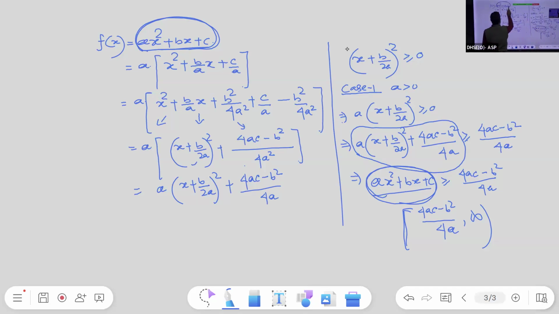So ax square plus bx plus c is equal to a whole into x plus b by 2a whole square plus 4ac minus b square upon 4a. You know, x plus b by 2a whole square is a square quantity. A square quantity can never be negative. Either it is positive or 0. So x plus b by 2a whole square is greater or equal to 0. Now to get this expression, we have to multiply a to both sides of the inequality x plus b by 2a whole square greater or equal to 0.